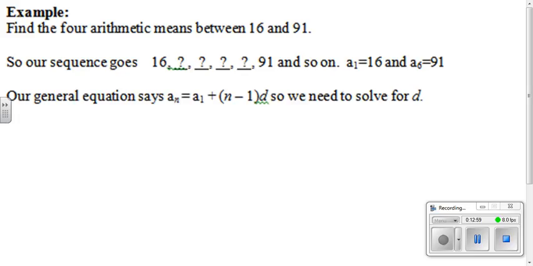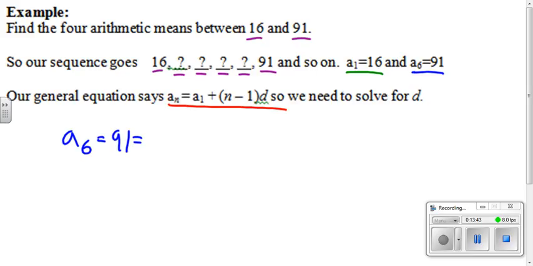So if we're looking for the 4 arithmetic means in between 16 and 91, it looks like this: 16, blank, blank, blank, blank, 91. We can say then our a sub 1 is 16, and our a sub 6 is 91. Now we know we want to get our equation into a sub n equals a sub 1 plus n minus 1 times d. So we just plug in everything we know. We know we have a sub n that is a sub 6, and that's 91.